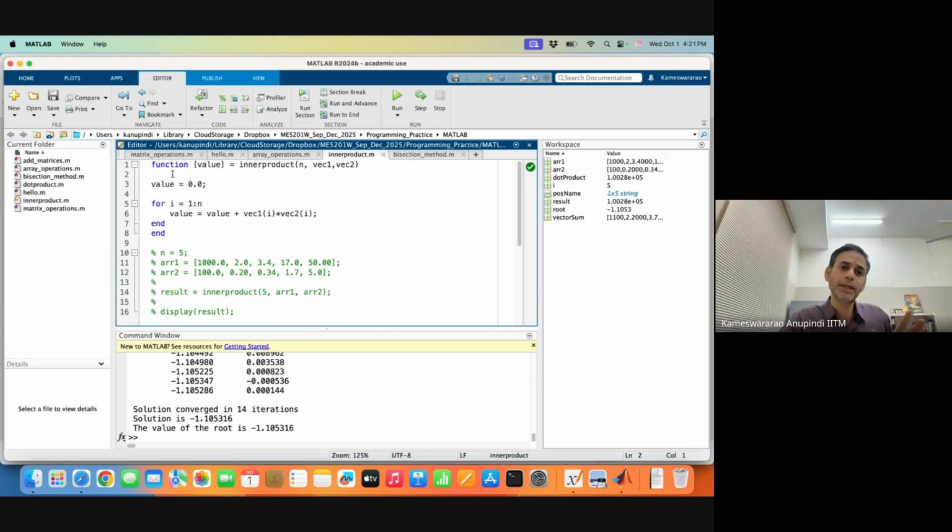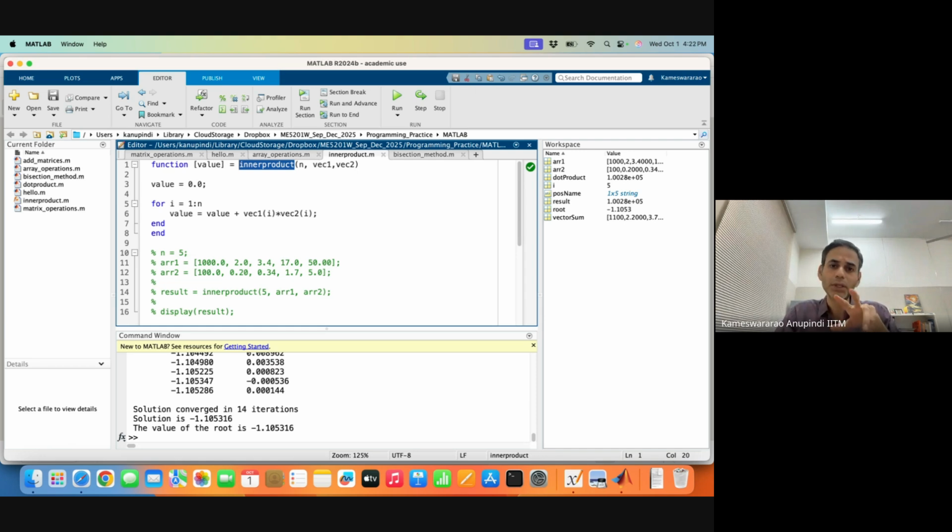So the syntax goes as function, then square brackets value equals the name of the function, that is inner product, then the parenthesis, and then you have arguments. Arguments are n comma vector 1 comma vector 2. Here inner product is the name of the function. I have named the function and the file the same.